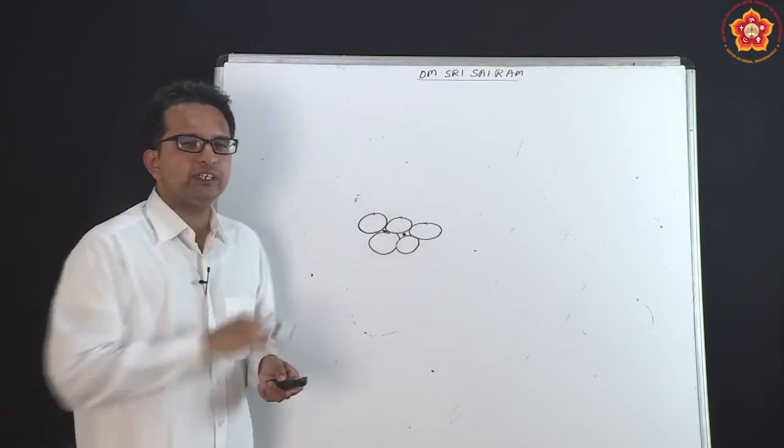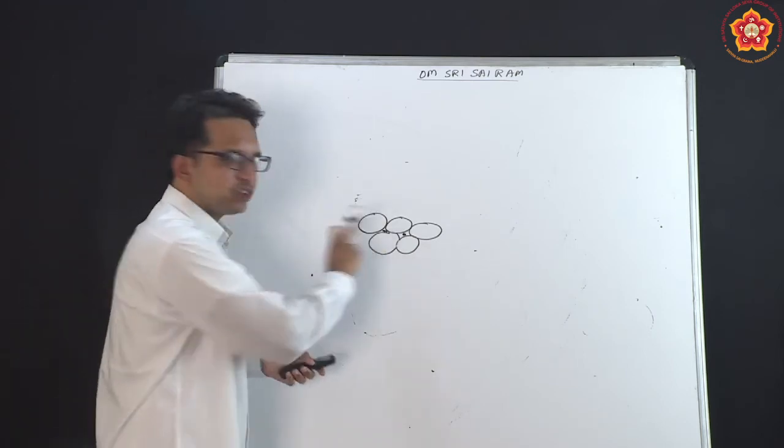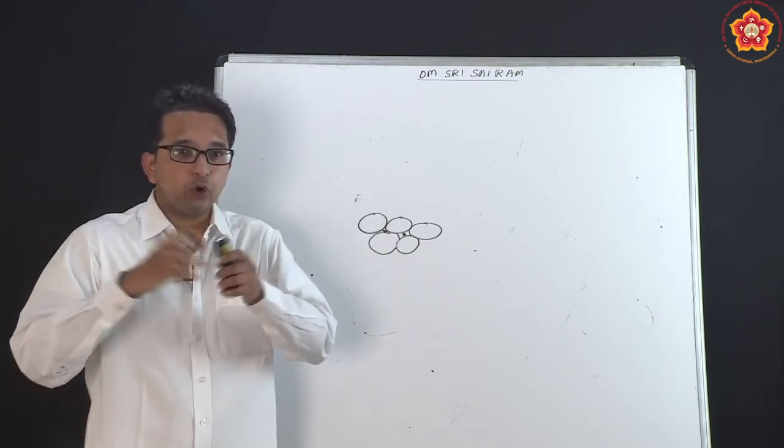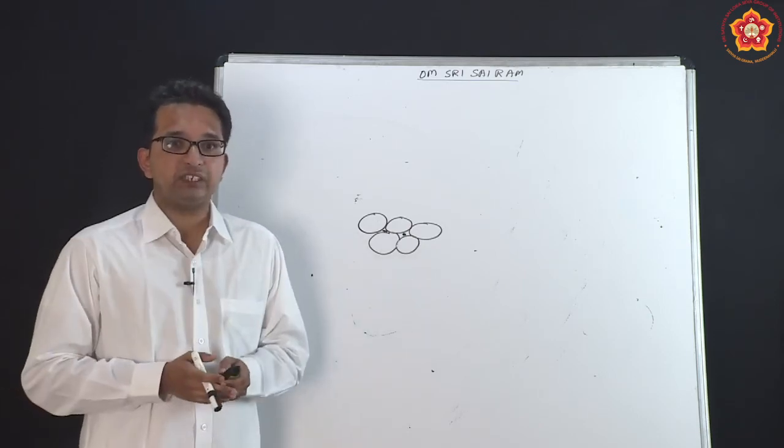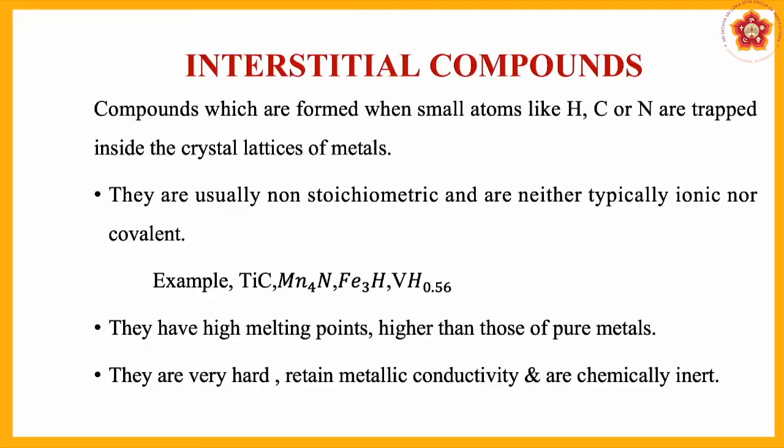So this is about the interstitial compounds, and because they have small elements, a good number of these compounds have high melting points. They are pretty much stable in these cases. So these are some properties: high melting points, they are pretty hard, metallic conductivity, and chemically inert, because they have already reacted with elements like carbon, hydrogen and so on. So they will not like to react much further, and they will be inert, meaning that they will not react further.